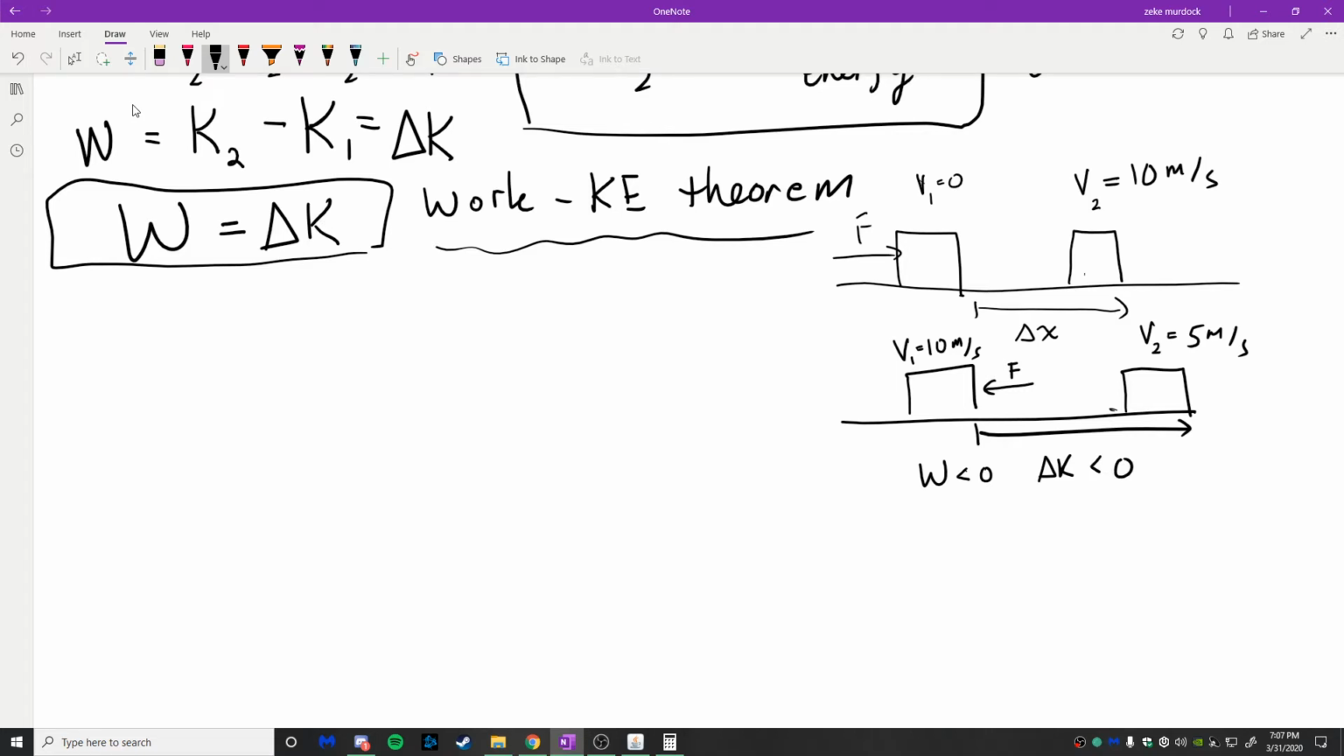And that's all that this statement says. It says that you do work on an object. If the work is positive, the velocity increases. If the work is negative, the velocity decreases. That's all it says. It's just a different way to analyze physical systems.